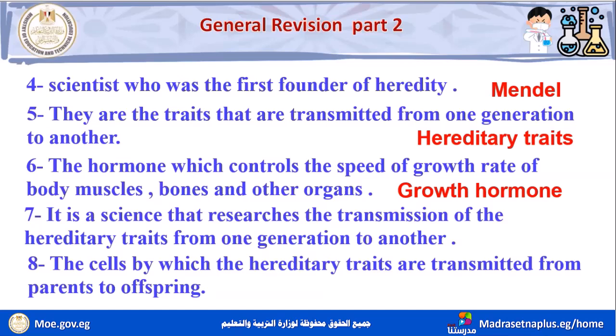Question number 7. It is a science that researches the transmission of the hereditary traits from one generation to another. Genetics. Question number 8. The cells by which the hereditary traits are transmitted from parents to offspring. Gametes.